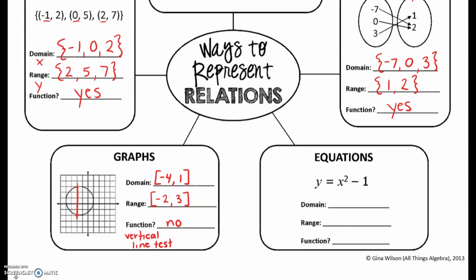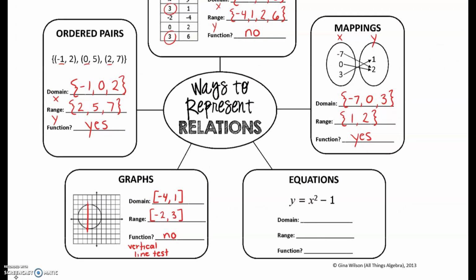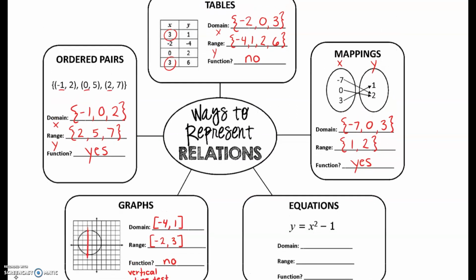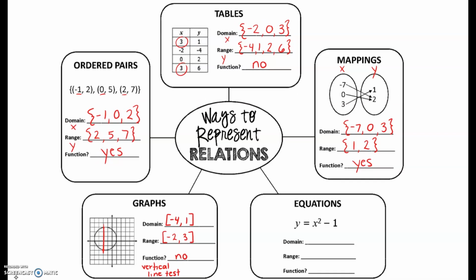We will save the last equations circled to fill in during class together. Otherwise, you should have a completed graphic organizer and bring this back to class the next time that we meet.